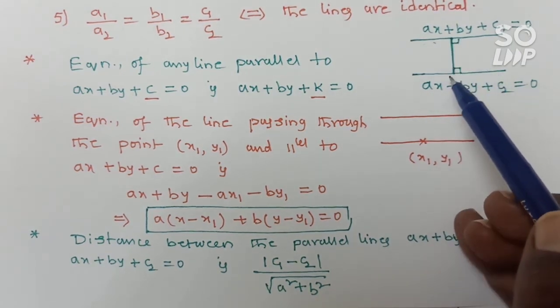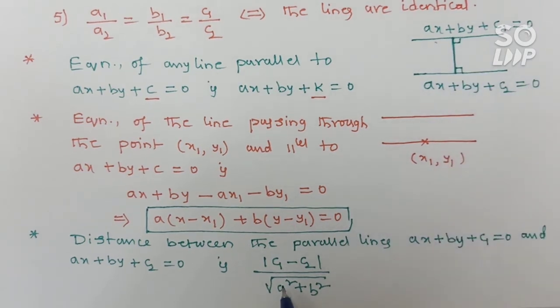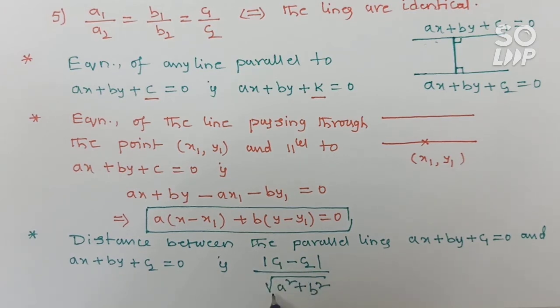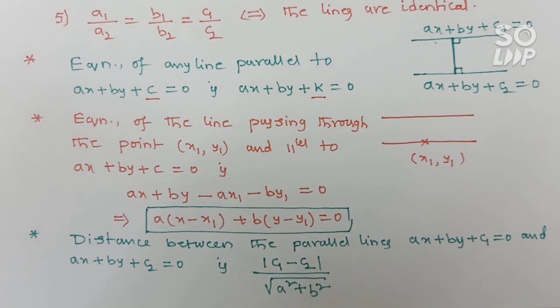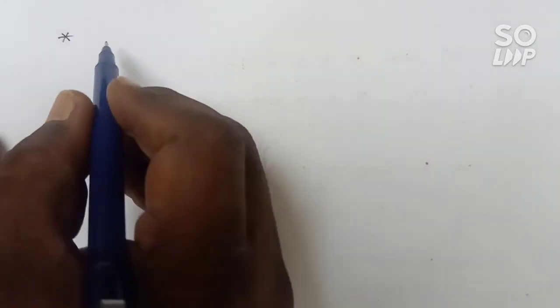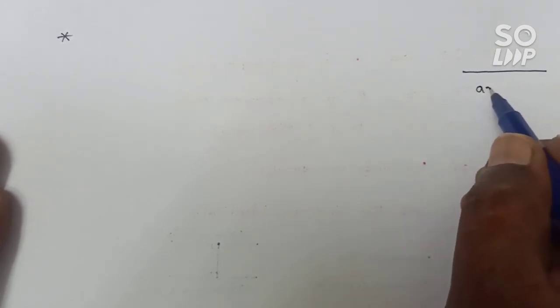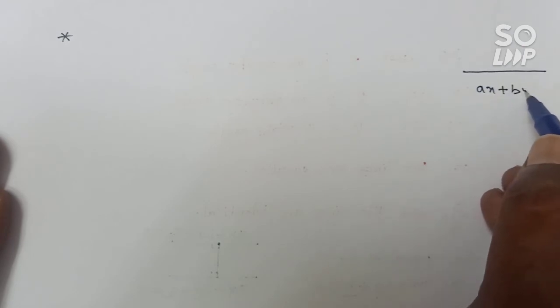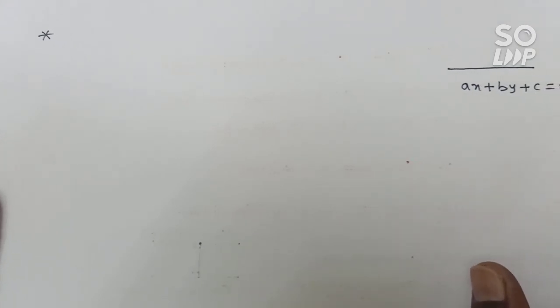So here the distance between the parallel lines is the required value. To find this value, the formula will be modulus of c1 minus c2 by under root of a square plus b square. And next we will see the perpendicular concept. Suppose you take one line, what is the line equation? ax plus by plus c is equal to 0.